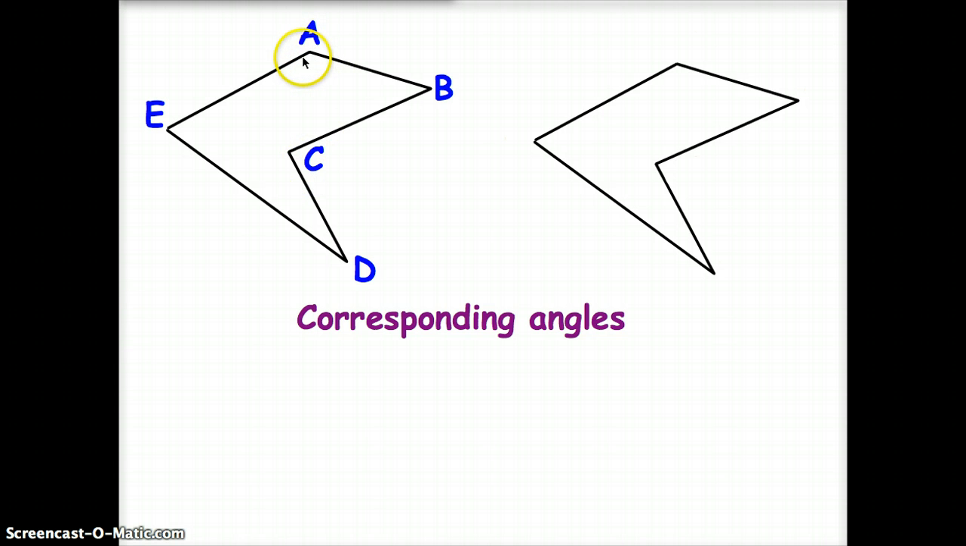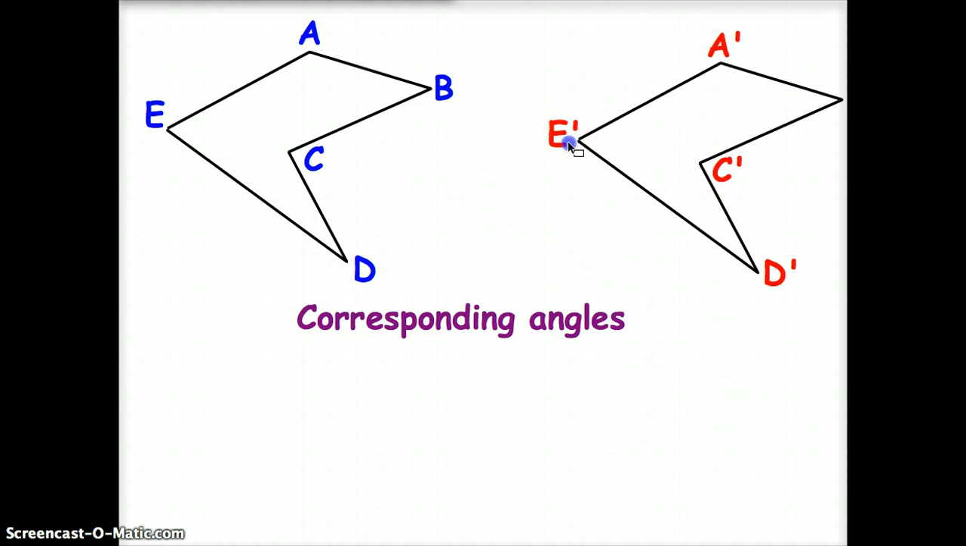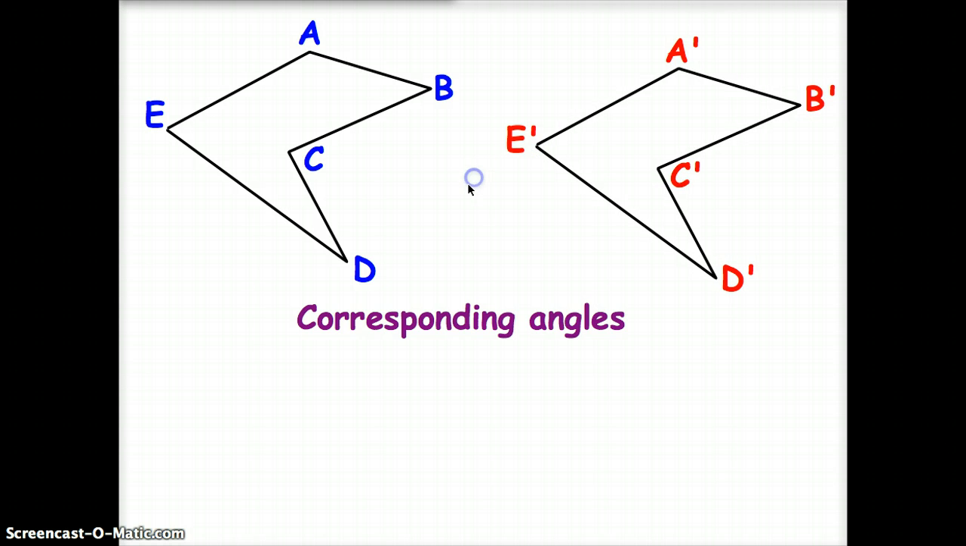So here, angle A is this kind of big fat daddy angle here at the top. Well, the corresponding angle would be this angle here, and that's known as angle A prime. It's the new and improved A. This shape here is the shape that's happened after we've had a translation or a slide. So A prime is the new and improved A, and it corresponds to A. B corresponds to B prime, C to C prime, D to D prime, and E corresponds to E prime.